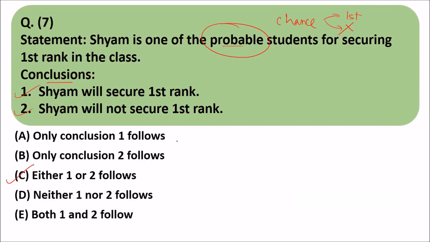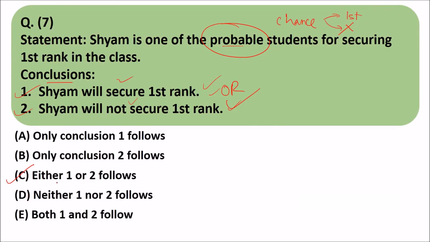There is no fixed first or second conclusion, and we cannot discard both of them. If we say Shyam will not get first rank is false and Shyam will get first rank is also false, then what will be true? Nothing will remain. Either he will get first rank or he will not get first rank. There are only 2 things, and both have been mentioned. So this will happen or this will happen. So the answer is C and it is not D, it is not that both 1 and 2 follow.